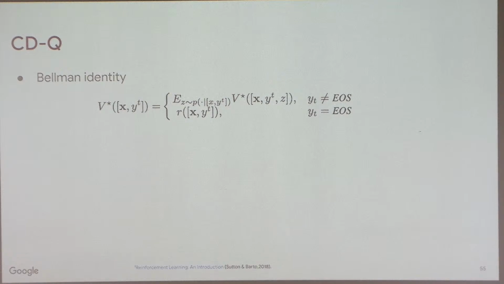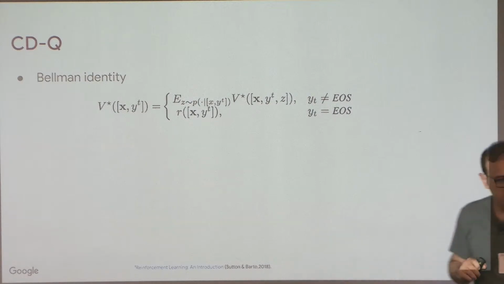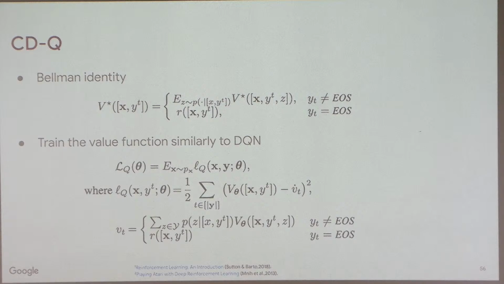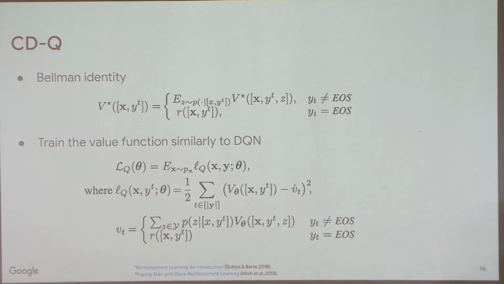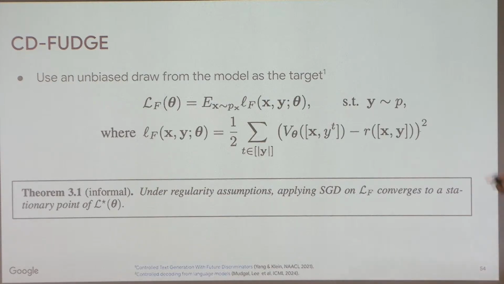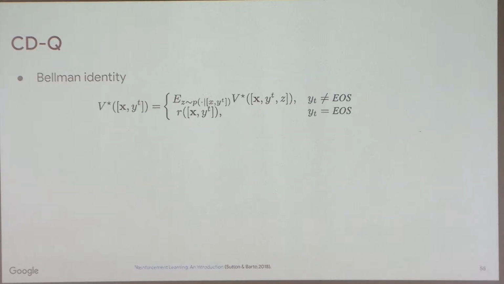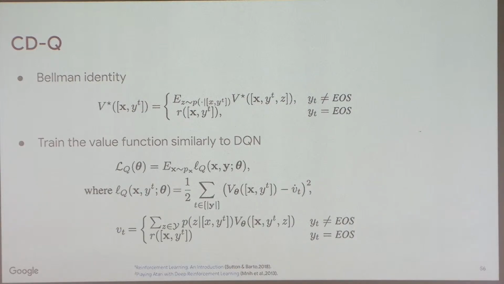Now that we know that what we are training is actually a value function, we can do it differently. We can go ahead and do a kind of policy iteration, very similar to how Q-learning is done. We can get the target to come from the Bellman identity, and then train the value function this way. We're going to call this the CDQ variant. The name of the algorithm that Kevin Yang proposed was called FUDGE, and I'm just going to call it CD-FUDGE, for the sake of comparison with other methods.